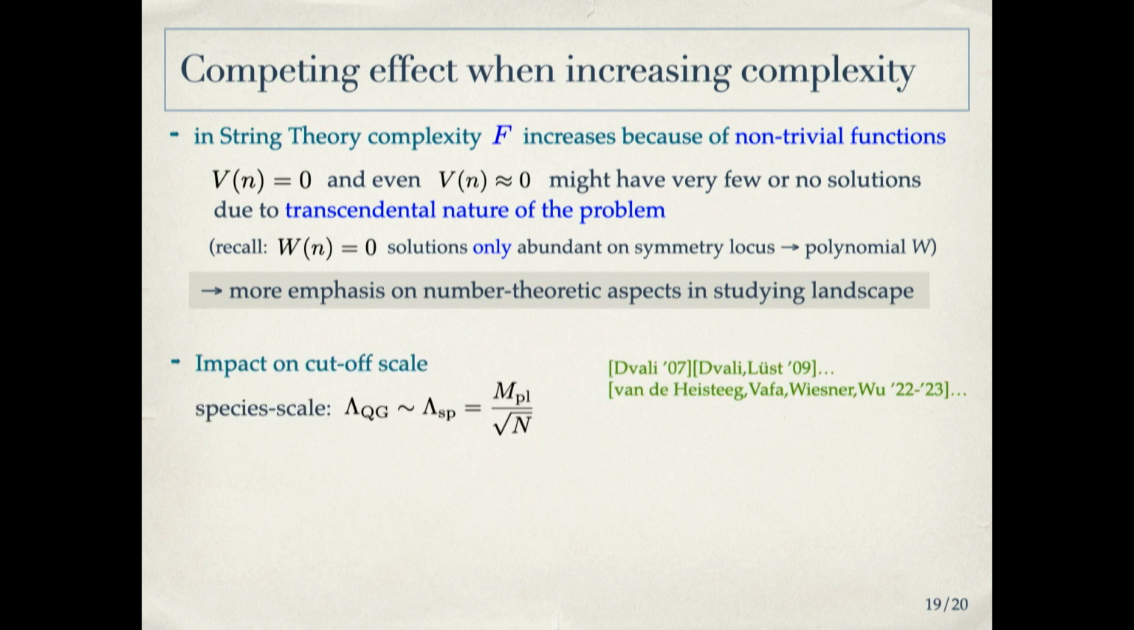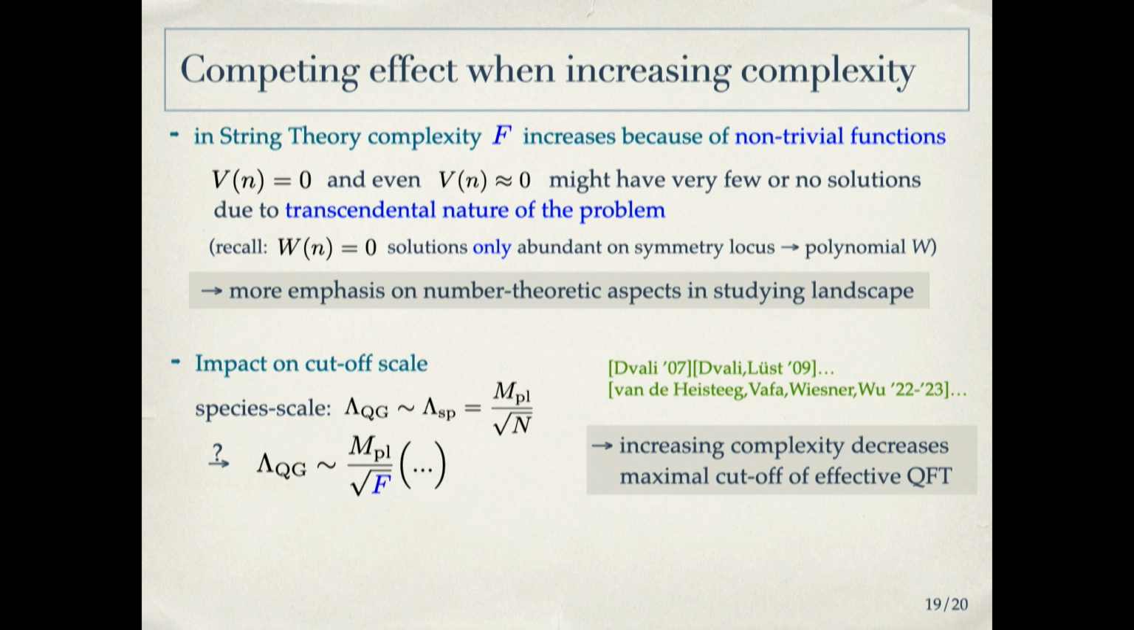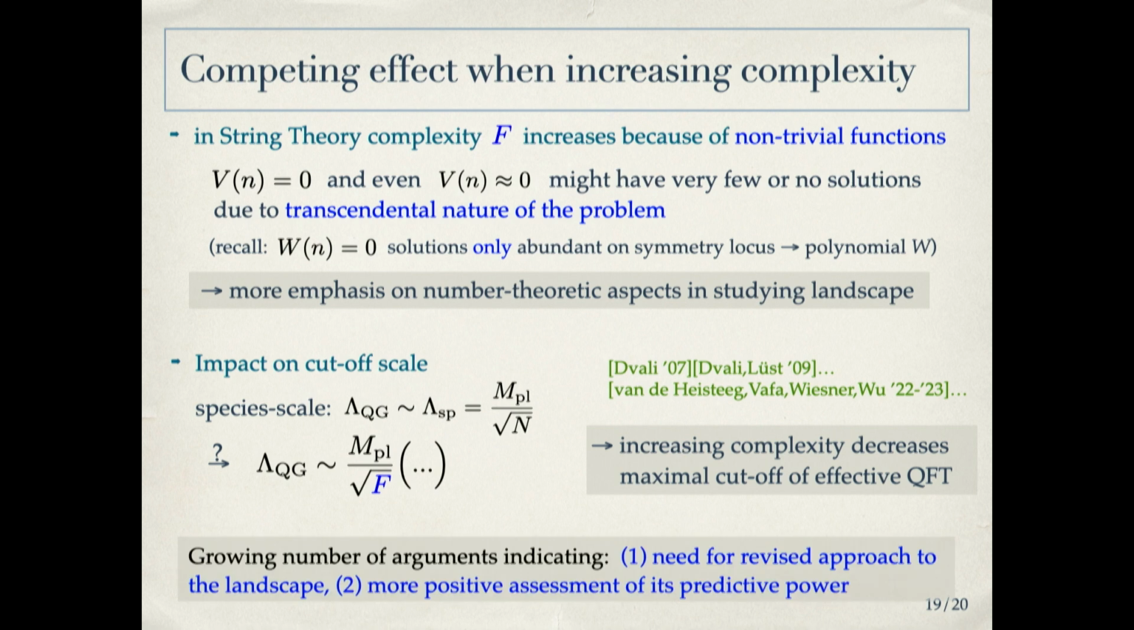Furthermore, there is another competing effect if I increase complexity. Actually, increasing complexity can decrease the scale until which I can trust the theory. So the maximal cutoff goes down. So my conclusion is that there are a growing number of arguments that we need to have a revised approach to the landscape, maybe focusing more on these discrete aspects of the parameter space. And we should be more positive about the assessment about the predictive power of string theory.